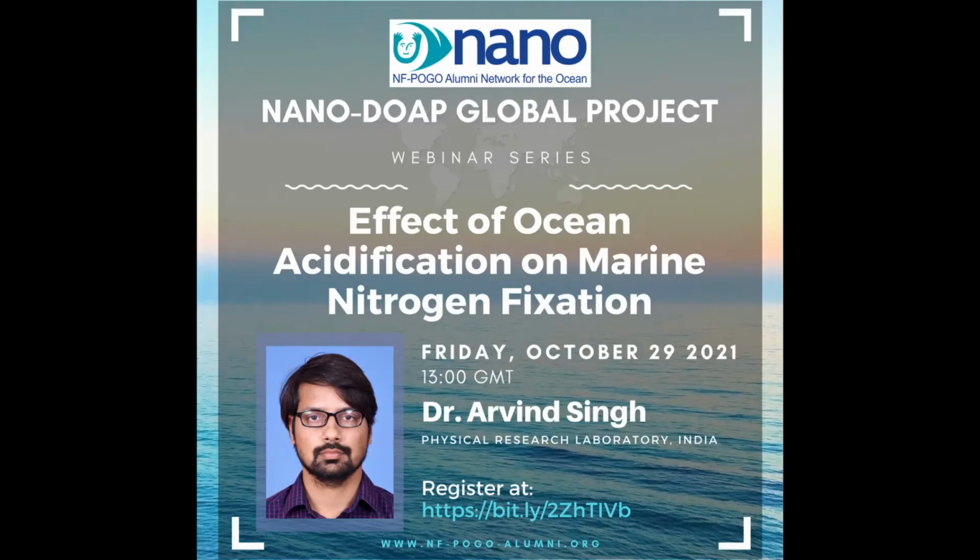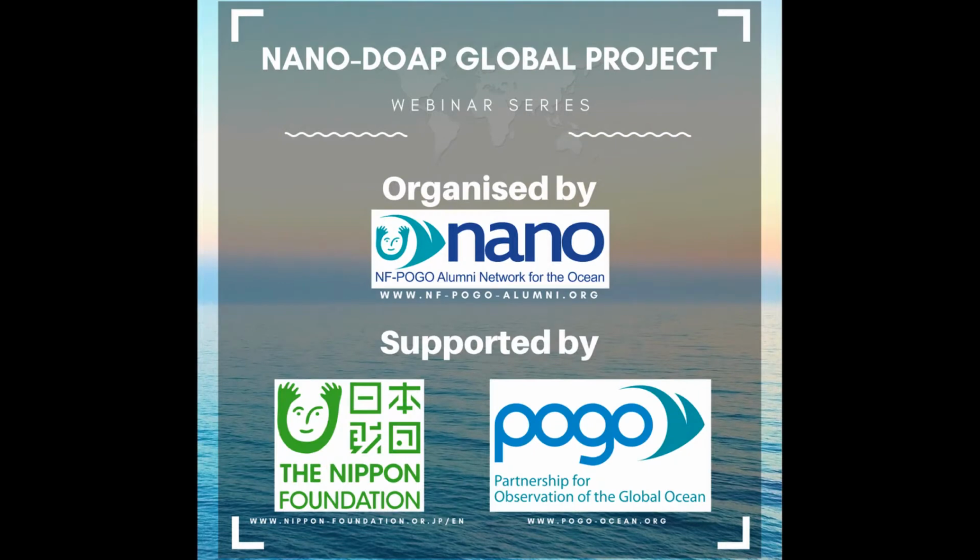So the objectives of NANODOPE are to promote in situ monitoring of essential oceanographic variables from different geographical locations of Asia, Africa, and Latin America. And we also have capacity building options and outreach activities. Currently, we have about 14 sampling sites, and our members are the representatives of these sampling sites. So they are responsible for monitoring the stations. And this webinar is a part of our NANODOPE activities.